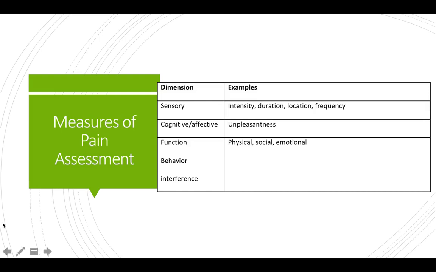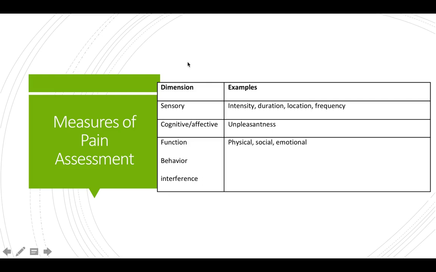Again, this just gives examples of the different dimensions of pain that we talked about. Okay, that's sensory discriminative. So that's most of the questions we tend to focus on, right? The intensity, the duration. Then you have the cognitive affective. So what are their sensations as far as what they're feeling about this pain, the unpleasantness of the experience. And then it's the functional behavioral interference. What are the physical effects, the social effects, the emotional effects of this pain?